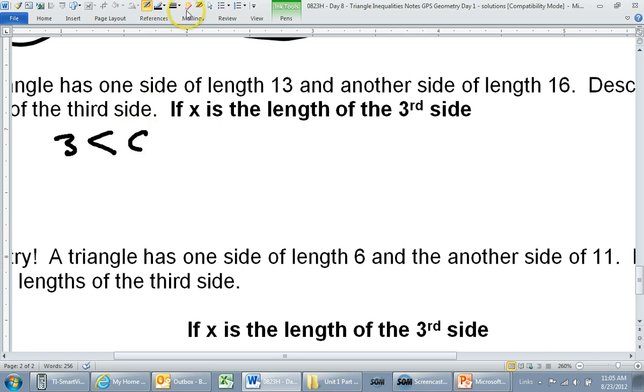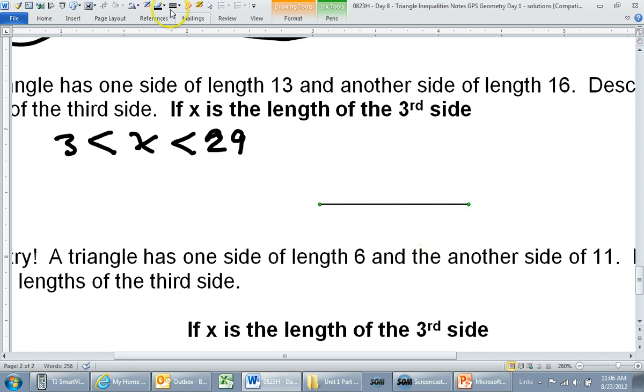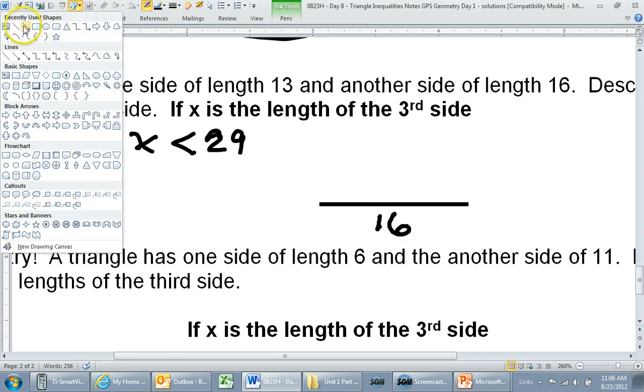Okay? Oh, it says X. I was about to use C. I always use C for some reason. 3 is less than X, which is less than 29. Okay? Of course, I'm not just going to put the answer. I'm going to explain it. Okay? In case you weren't sure. I like to do everything in pictures, so do this with me. All right, we got 13 and 16. Let me start with my 16. So imagine that this line I just drew, that's my 16. Make it big. Okay, so that's my 16, you guys. All right, imagine that this other line that I'm drawing is my 13.